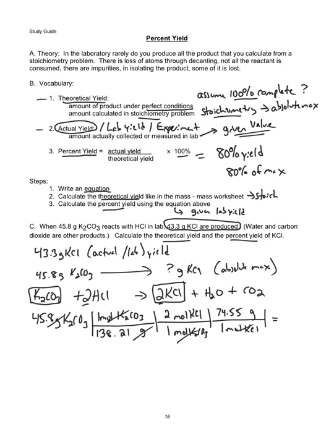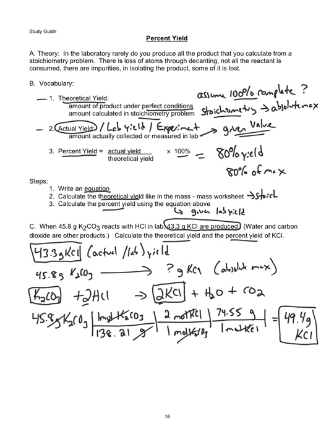74.55 grams. All right, so let's go ahead and do the math. 45.8 divided by 138.21, since it's on the bottom, times 2 times 74.55. The most amount of potassium chloride we could have produced from this amount of potassium carbonate is 49.4. But we actually only produced 43.3.